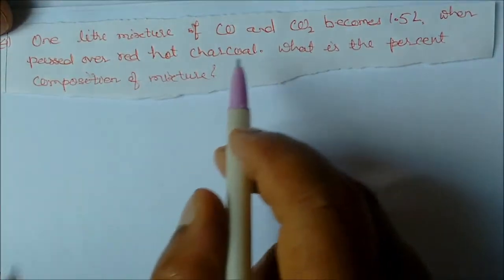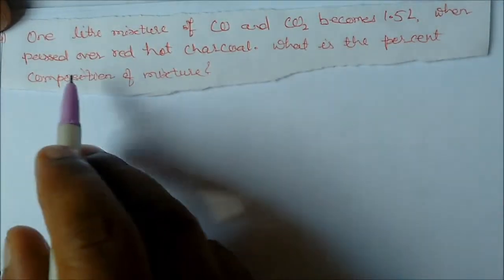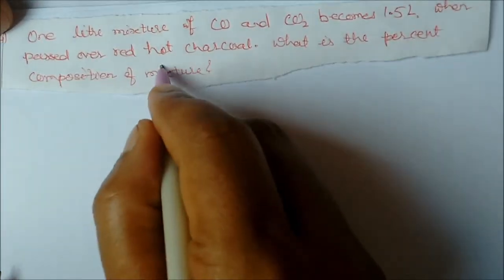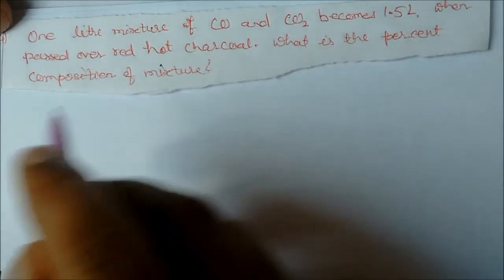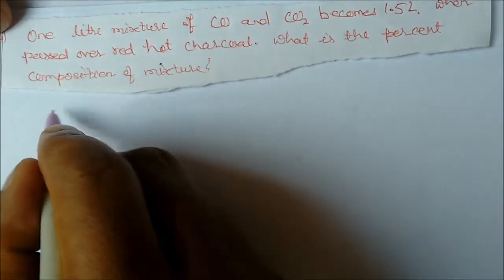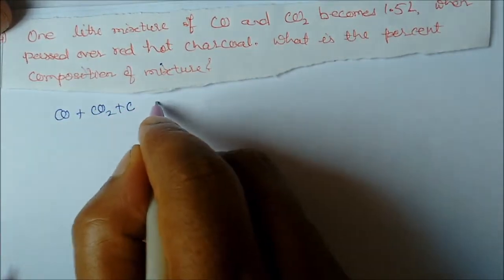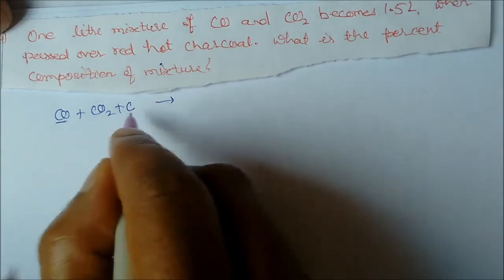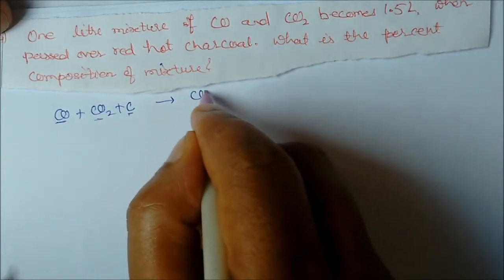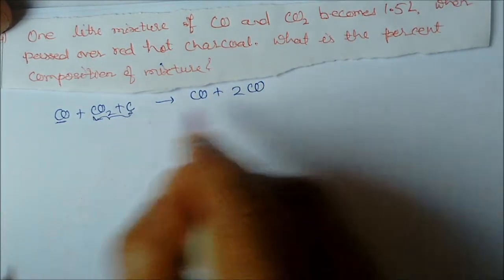One liter of a mixture of carbon monoxide and carbon dioxide becomes 1.5 liter when passed over red hot charcoal. What is the percent composition of the mixture? So we have a mixture of CO plus CO2. After passing over red hot carbon, what happens? Carbon monoxide cannot react with the carbon, but carbon dioxide will react with the carbon. So we will get CO plus 2CO, so the CO2 is converted into CO.